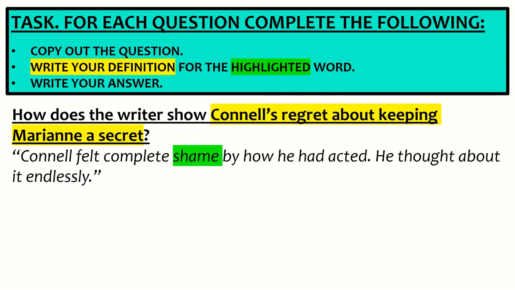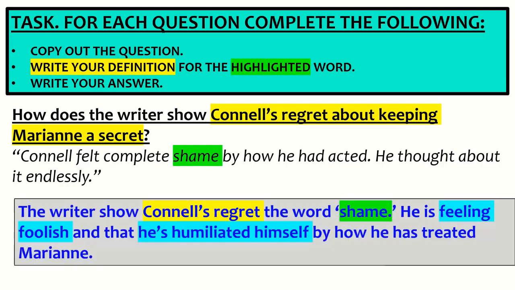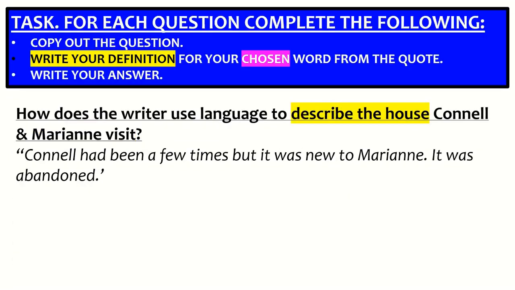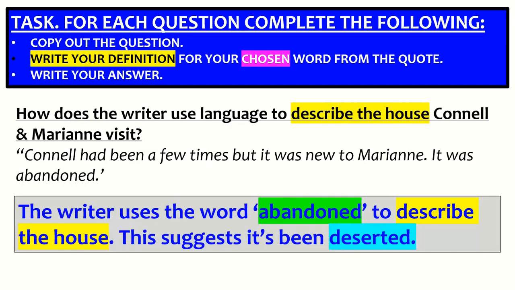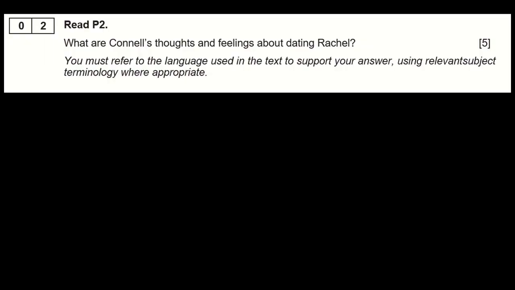I got my students to do this as an activity. Again, there was a question about a house that Connell and Marianne went to visit. "Abandoned" was used. Again, what does abandoned mean? The writer used the word abandoned to describe the house. This suggests it's been deserted. Deserted is what you'll find if you look up abandoned in the dictionary.